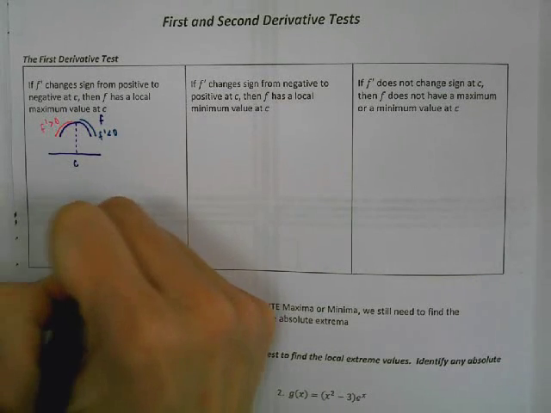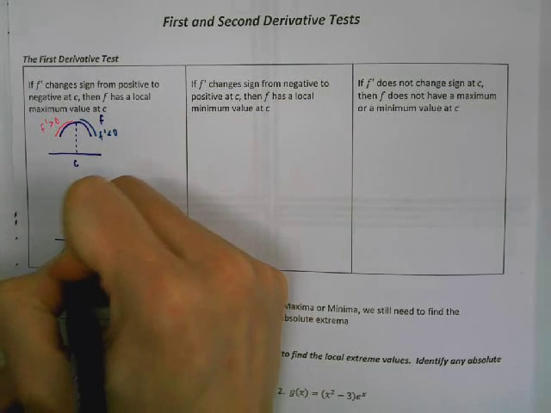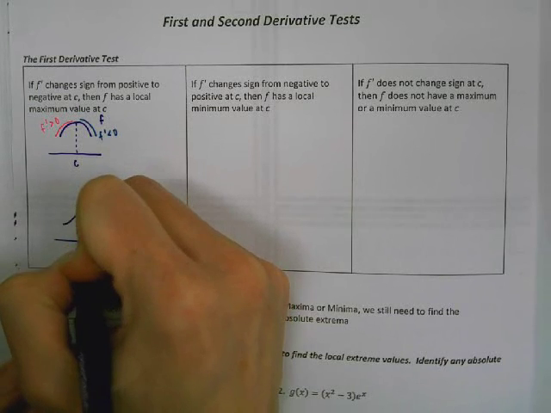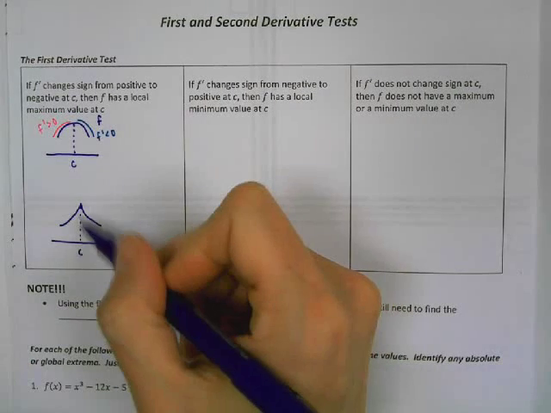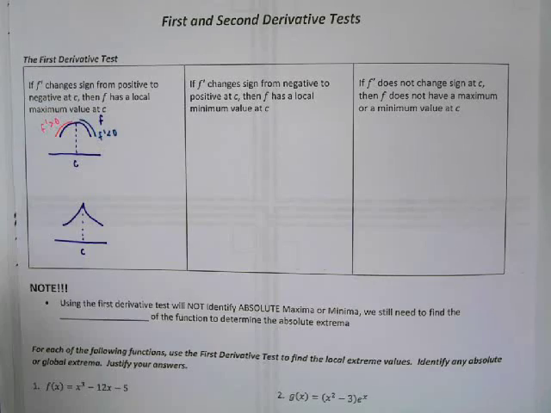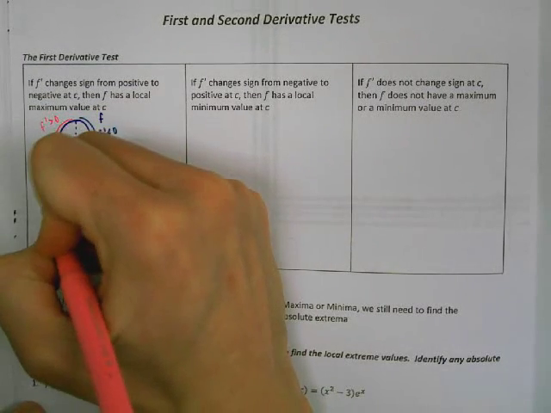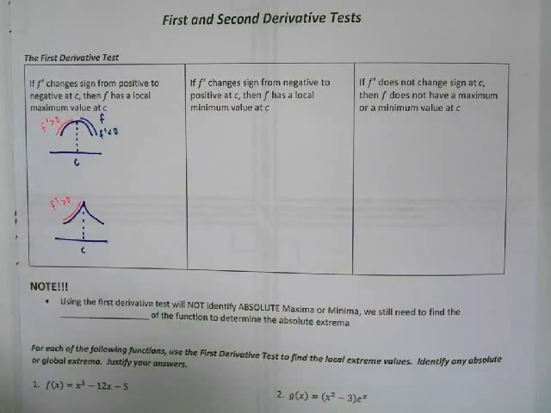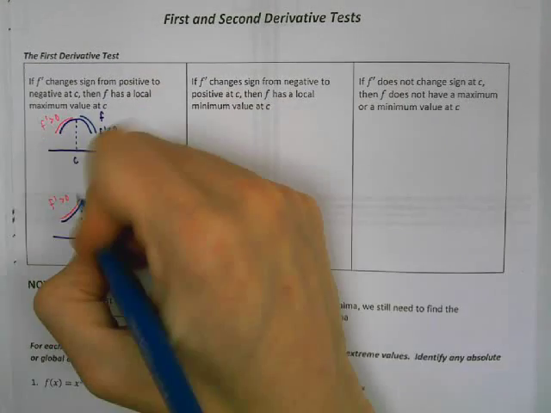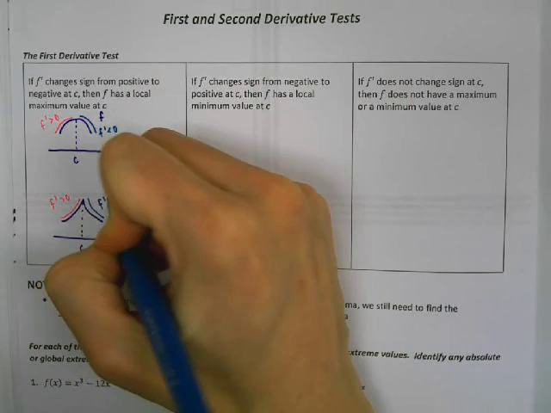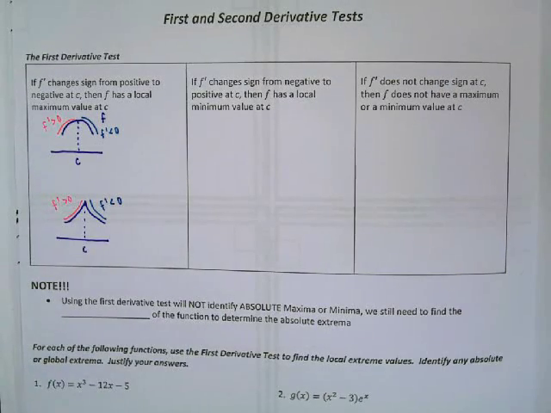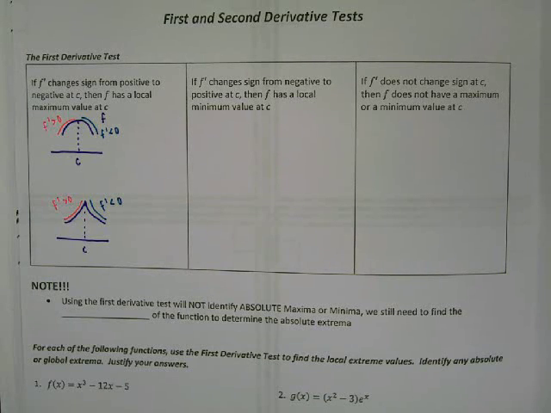We could also consider a graph that looks like this. And so here's my point c. In this case, f prime of c is not 0, it's undefined, but we still have a similar situation. On this piece of the graph, f prime is greater than 0, and on this piece, f prime is less than 0. But again, since f prime changed from positive to negative, I have a local max at c.